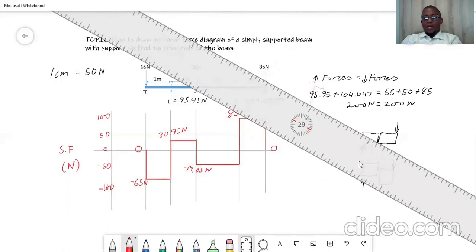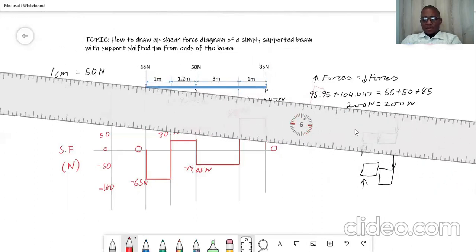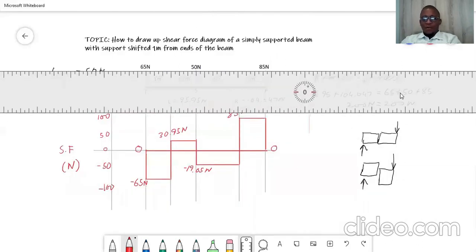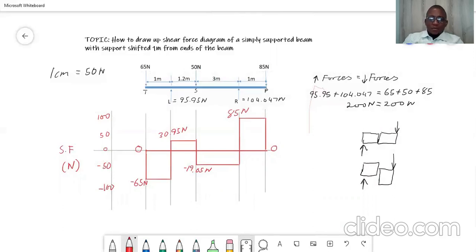This was supposed to be our first line, good people. But anyway, as long as you understand how to draw up a shear force diagram, that is my aim. Thank you very much for being with me. So the top part here we regard as positive, and the bottom one negative. So good people, that is basically a shear force diagram, the impact of these forces on your beam graphically.